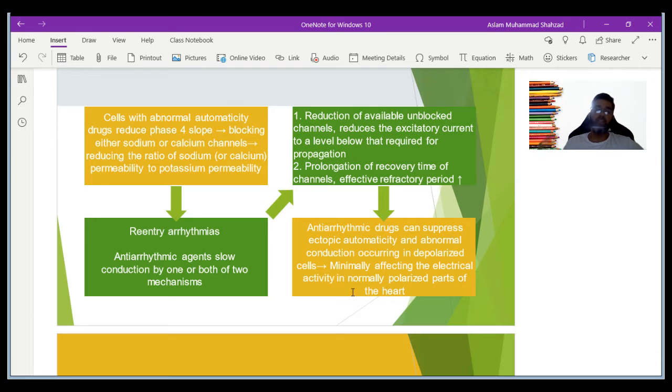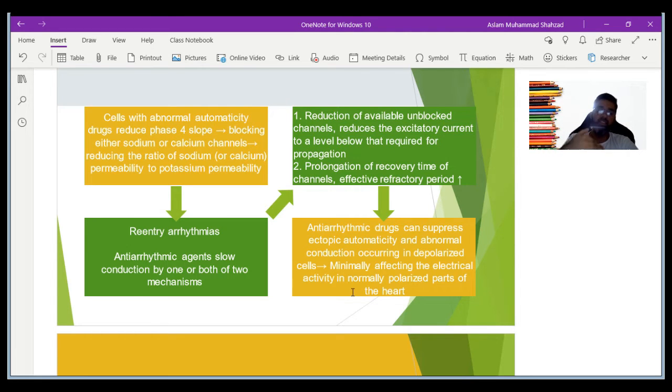So actually when we talk about this slide, the main important thing is that the cells are responsible for reducing the abnormal automaticity, especially phase 4. So at phase 4 they block channels like sodium or calcium channels, so that there will be less sodium compared to the potassium level, and they are responsible for reducing the excitatory level that is required for propagation. So that is very important, or they can increase the refractory period.